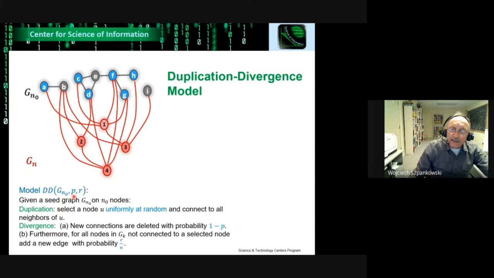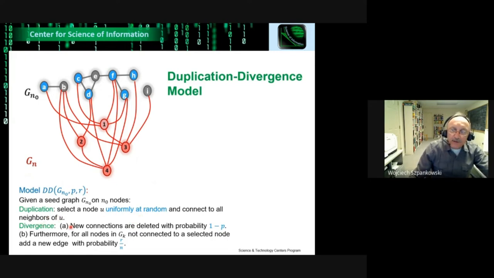So there are 3 parameters, P, R, and N. N is the total number of the final nodes. At some point, let's say at time 3, the nodes choose uniformly one of the existing nodes. So if at time T I have T nodes, I choose every node with probability 1 over T. And then I look at the neighbors of this node and connect to all neighbors.